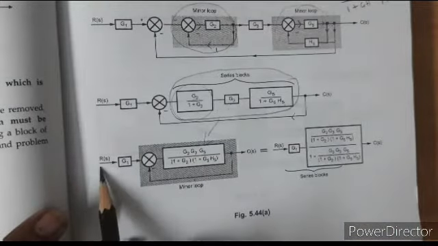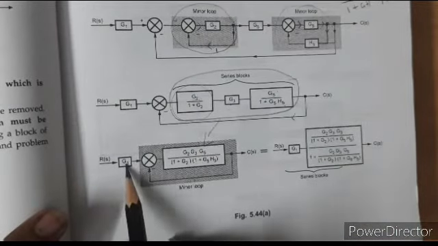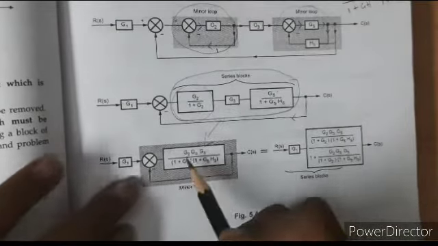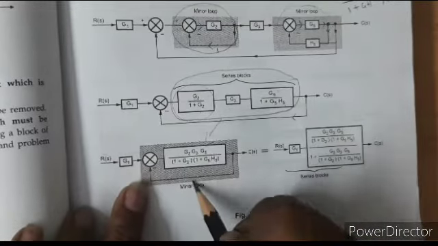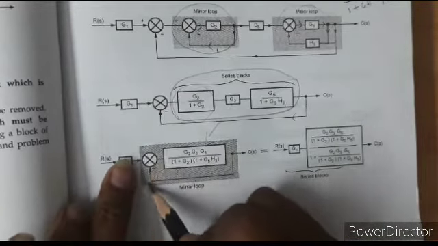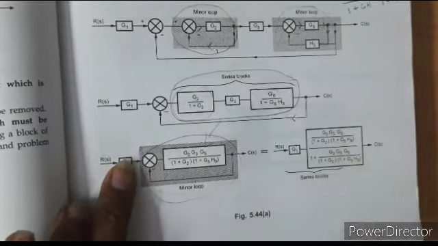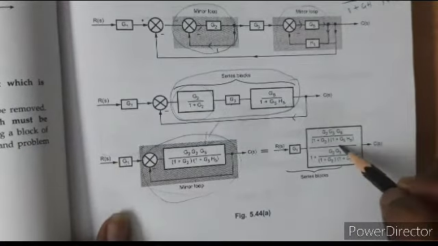Okay, input R1 is given to G1. Here I have one. Okay, this is the forward path, this is the minor path. So now I will repeat this entire thing. I am going to apply the minor feedback loop and I will get this block.